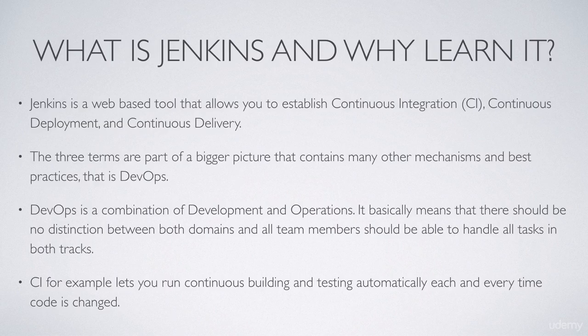Now, what is Jenkins and why learn it? Jenkins is a web-based tool that allows you to establish continuous integration, continuous deployment, and continuous delivery. The three terms are part of a bigger picture that contains many other mechanisms and best practices. This is called DevOps. DevOps is a combination of development and operations. It basically means that there should be no distinction between both domains, and all team members should be able to handle all tasks at the same time.